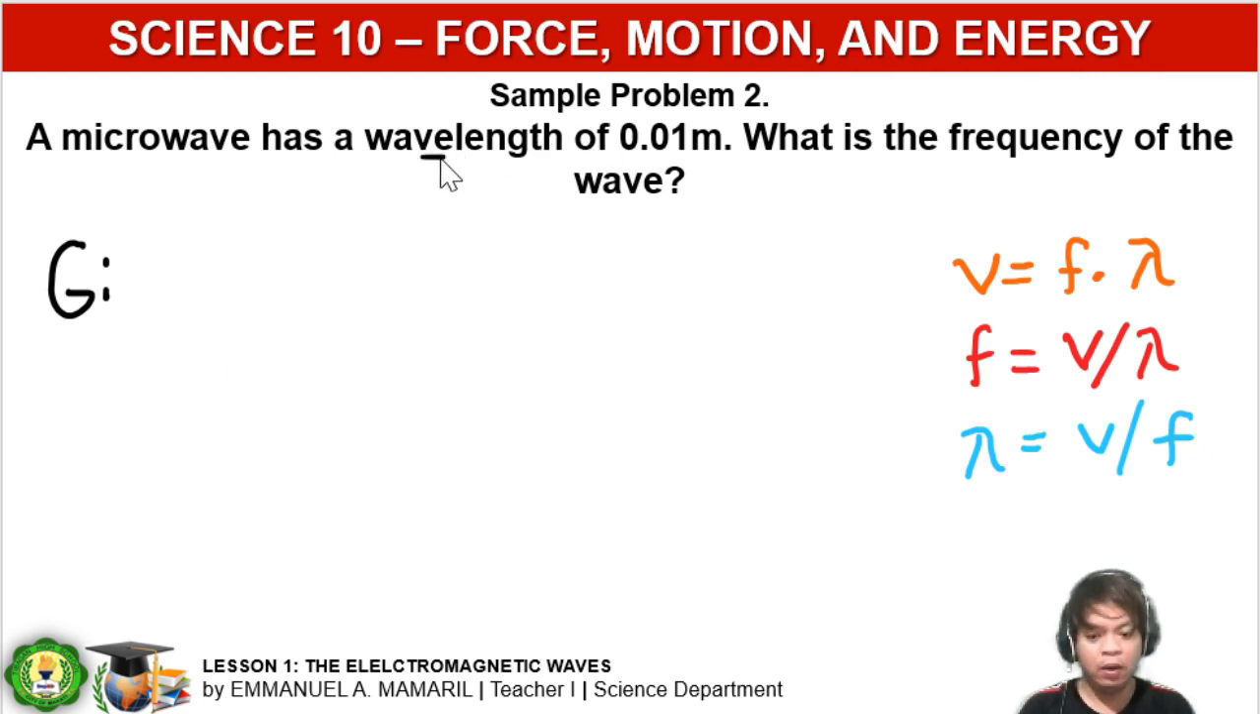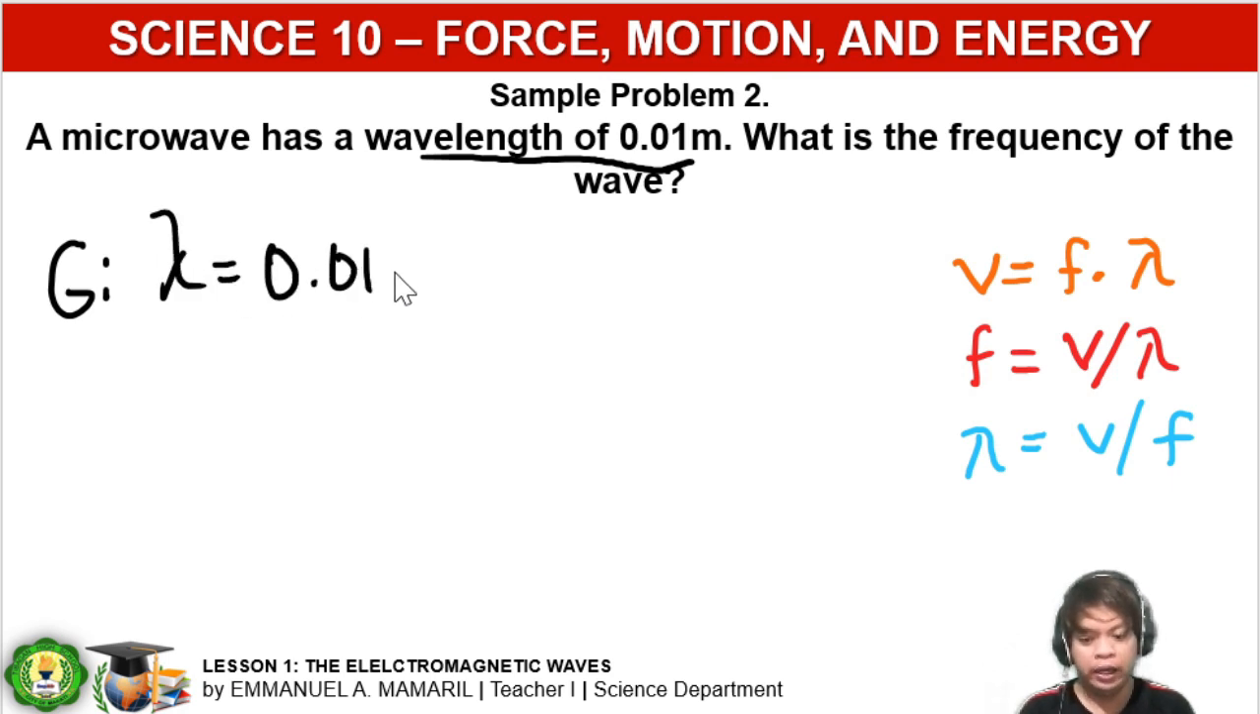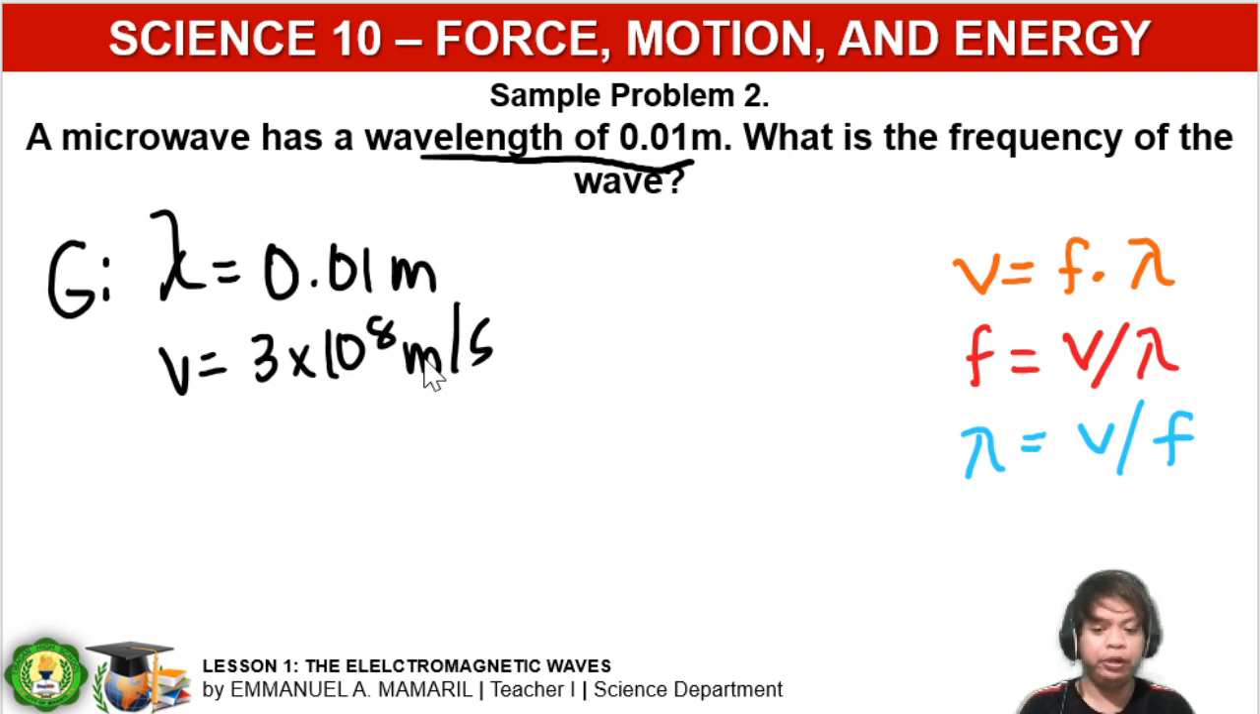Of course, it has a wavelength of 0.01 meters. So that is the wavelength. Wavelength is equal to 0.01 meters. Now, again, lagi pong given, lagi pong kasama yung speed. Okay? Hindi po siya nagbabago. So, kahit microwave yan, kanina radio wave, this time it's microwave, wala po tayong babaguhin doon. The speed is still the same. Speed is 3 times 10 exponent 8 meters per second.